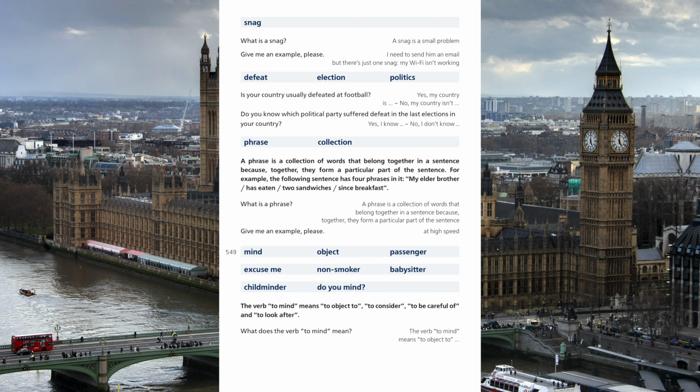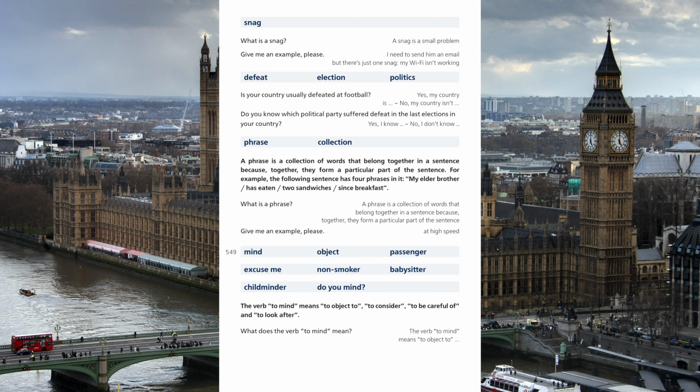Phrase. Collection. What is a phrase? A phrase is a collection of words that belong together in a sentence, because together they form a particular part of the sentence. Give me an example, please. At high speed. Mind. Object. Passenger. Excuse me. Non-smoker. Babysitter.